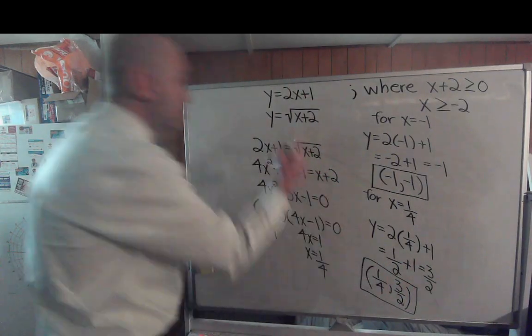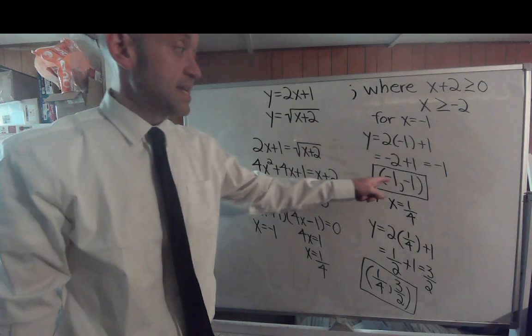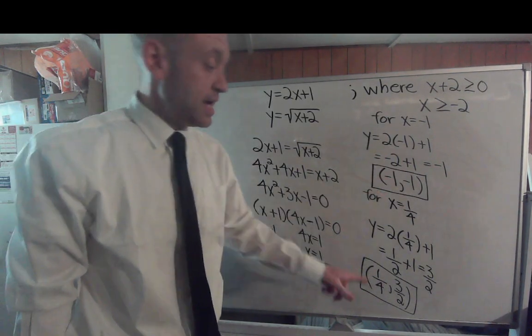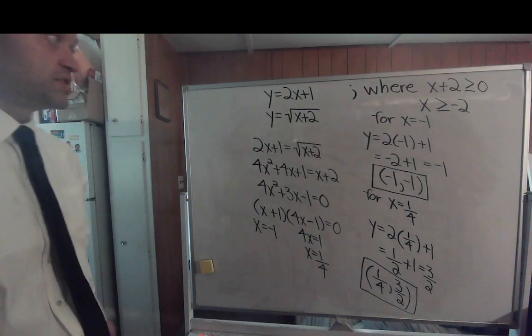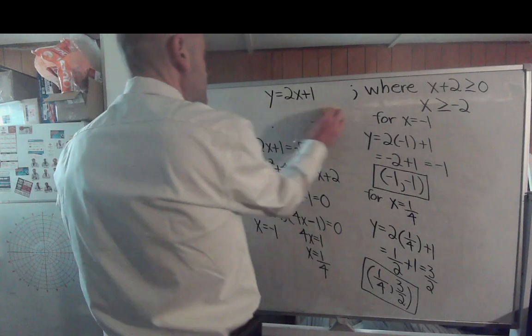So the radical curve and the line both intersect at 2 points, at -1, -1, and 1/4, 3/2. Let's do another one similar to this.